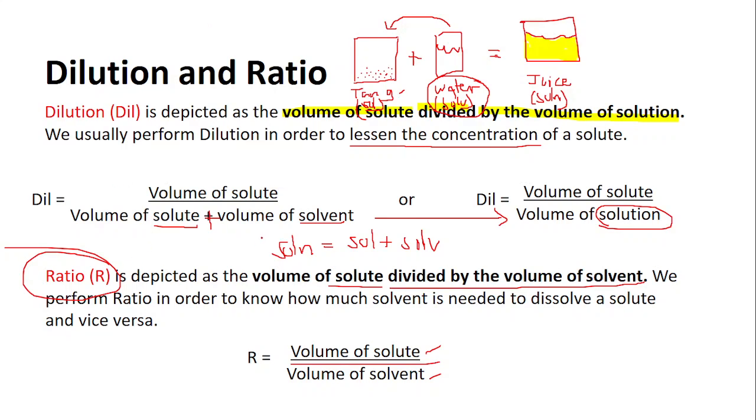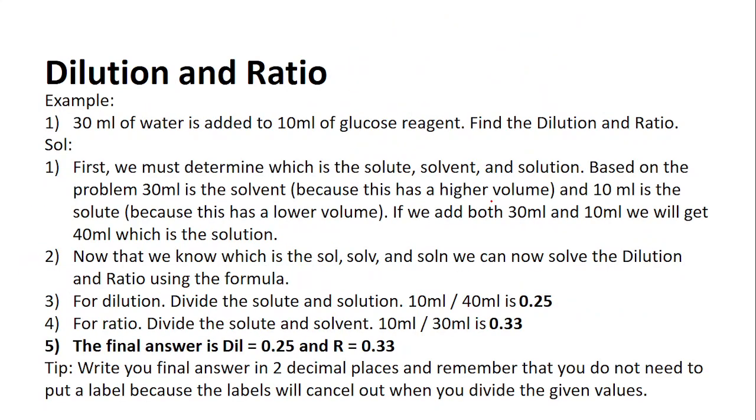Because if we add only a little water, it will be too sweet. If we add too much water, it will be bland. So, to achieve the perfect taste, we will use ratio. That's it. So, dilution, solute divided by solution; ratio, solute divided by solvent. Okay? Please bring out your calculators.